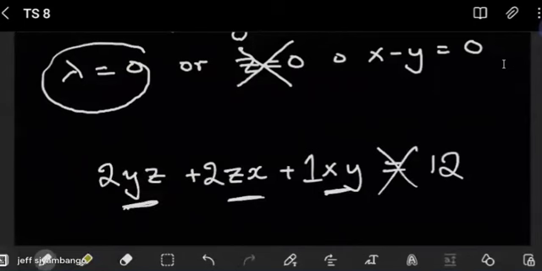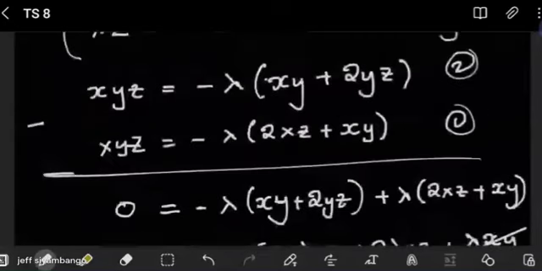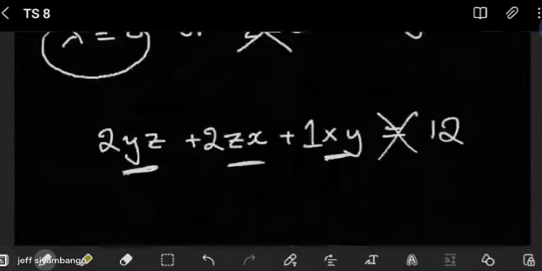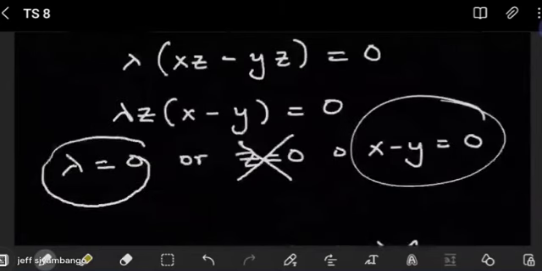Because lambda cannot be equal to 0, the only possible continuation is the last equation. And from the last equation, what do we have? We have this. But before we proceed to that, do we have any questions based on where we are up to now?